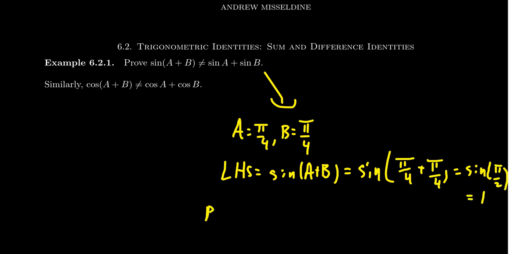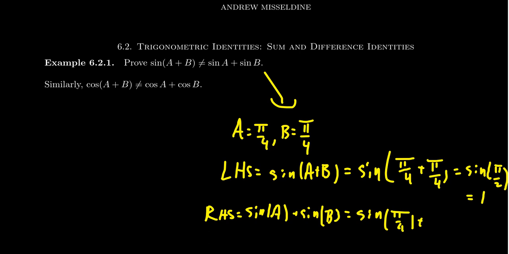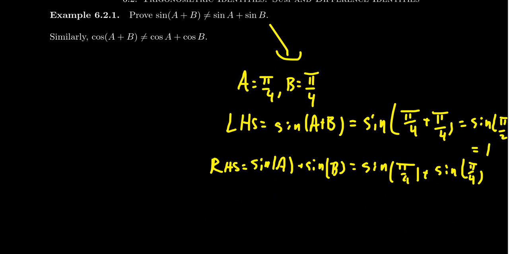On the other hand, if you take the right-hand side, you're going to have sine of A plus sine of B. This would then equal sine of pi fourths plus sine of pi fourths, which we are aware is equal to the square root of 2 over 2. We get 2 of those, so when we add them together, we end up with just the square root of 2, which is not equal to 1. This gives us a counterexample to this supposed identity. Sine of A plus B is not the same thing as sine of A plus sine of B. It turns out when you add the angles together, it gets a little bit more complicated.